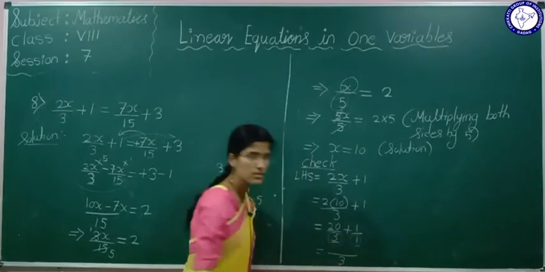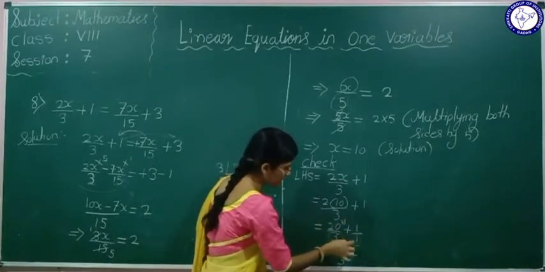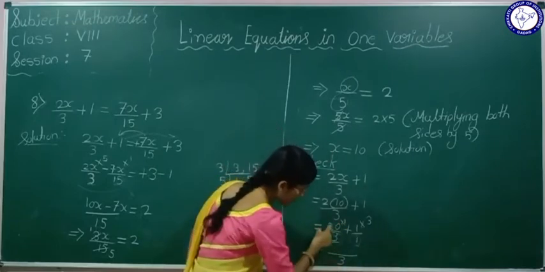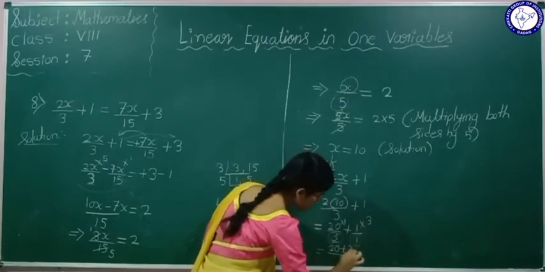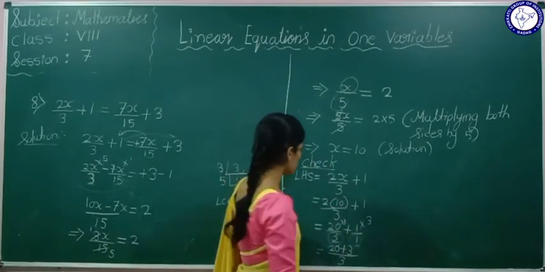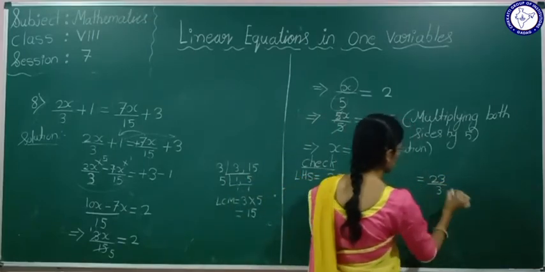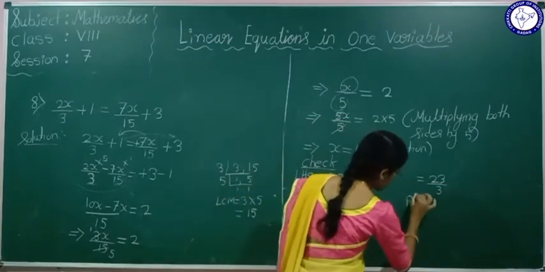Here it is 3. Now 3, how much are? 3 ones are 3. Here 1, how much are? 3, 3s are 3. 20 plus 20 ones are 20. 20 plus 1, 3s are 3. So what is that? It is nothing but 23 by 3. Okay. Now we will check for RHS.